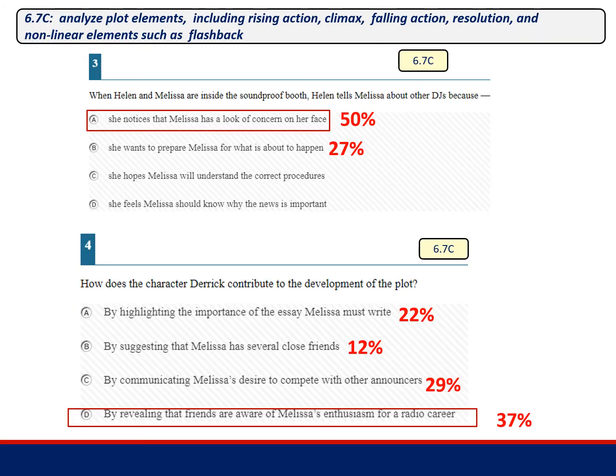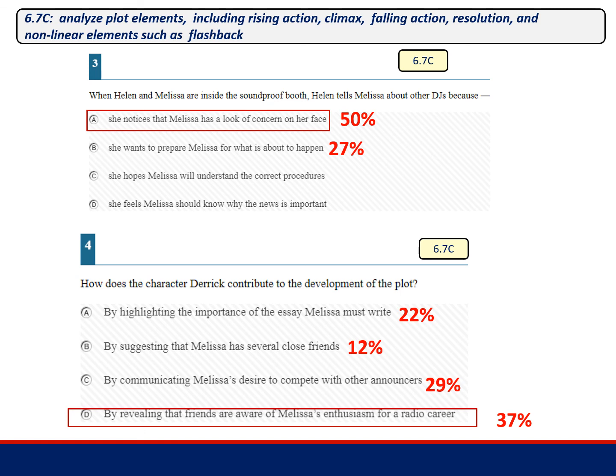6.7C is analyze plot elements including rising action, climax, falling action, resolution, and nonlinear elements such as flashback. A quick note, ladies and gentlemen, about this SE. This one is only applicable to literary texts, such as fiction, literary nonfiction, and drama. And just like the other two, this one too is a readiness standard. 6.7C had 3 questions on this assessment, questions 3, 4, and 5. These questions are all based on the fiction passage On the Air.